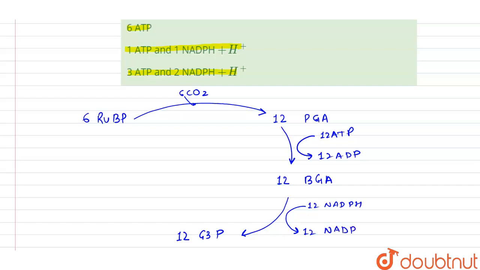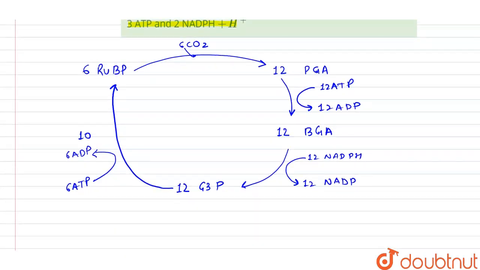Out of these 12 glyceraldehyde 3-phosphate molecules, 10 molecules would participate in the regeneration of RuBP. So 10 molecules would help in the regeneration of the RuBP. This process requires 6 ATP molecules, and they get converted into 6 ADP molecules. The other 2 glyceraldehyde 3-phosphate molecules get converted into glucose.